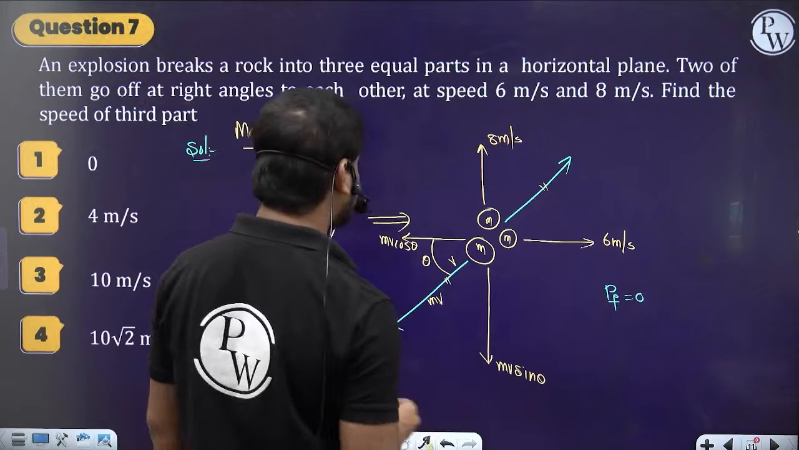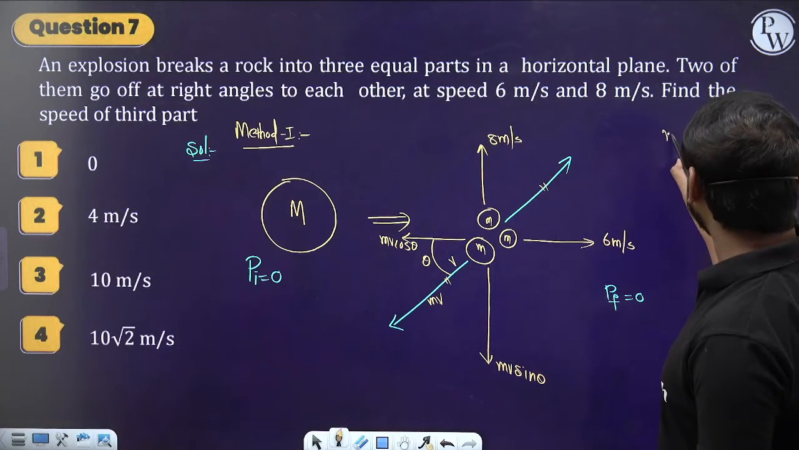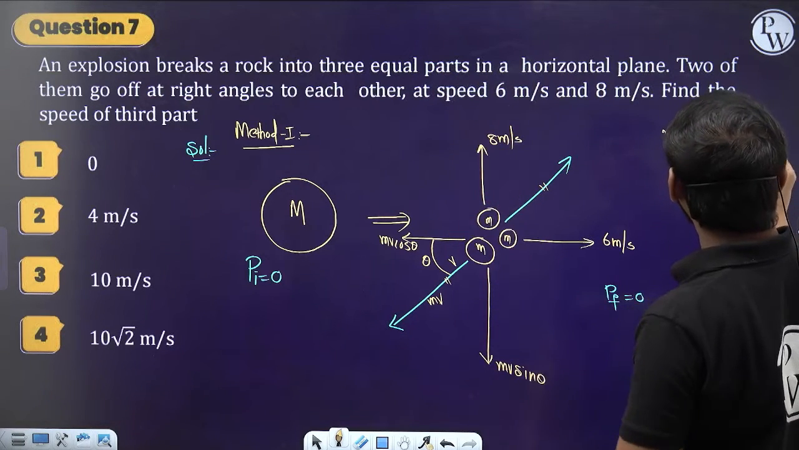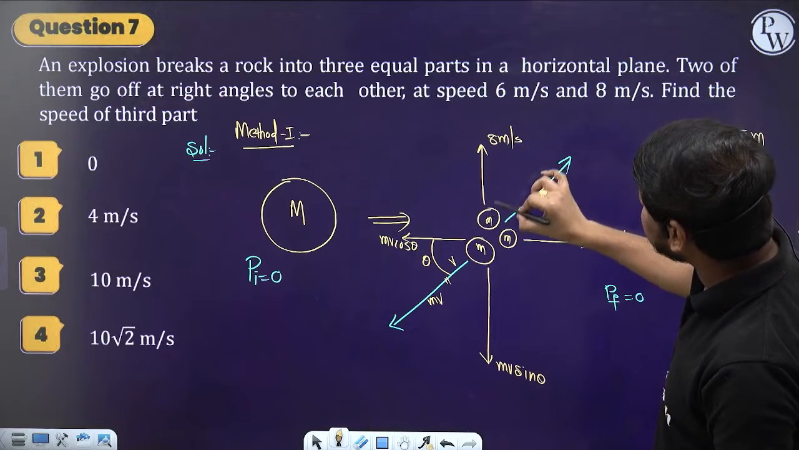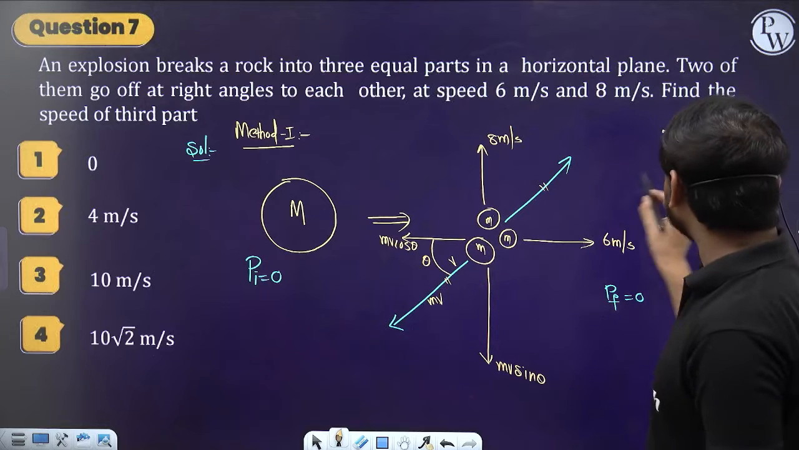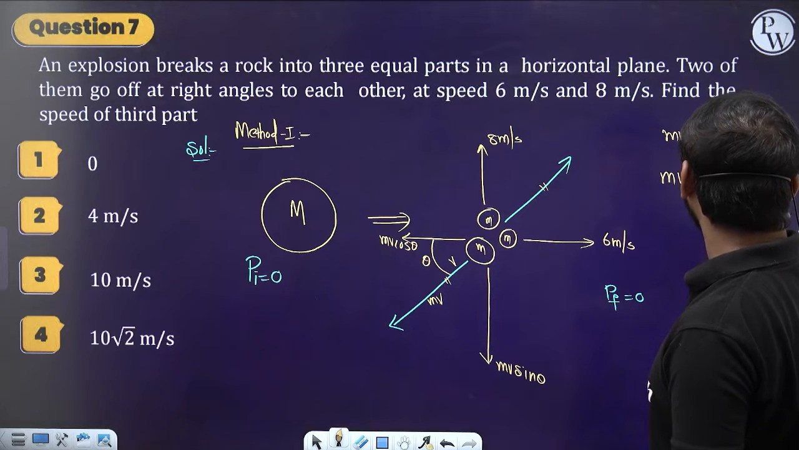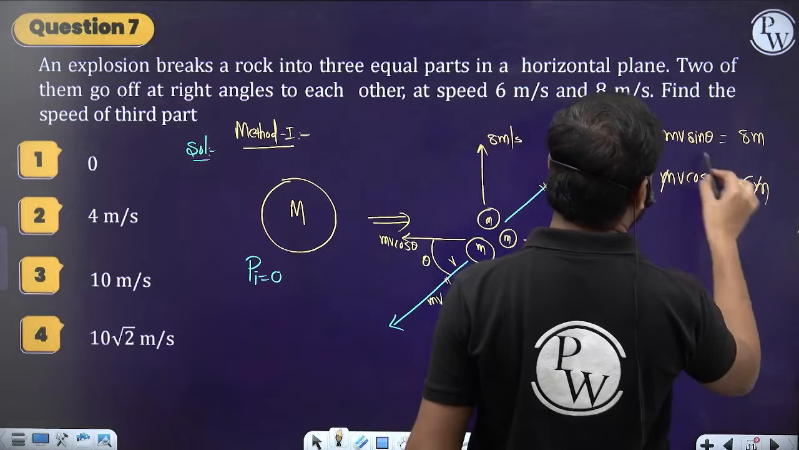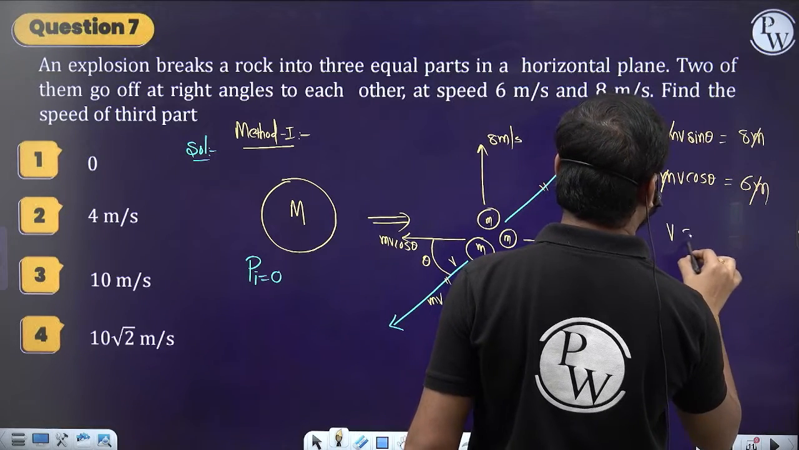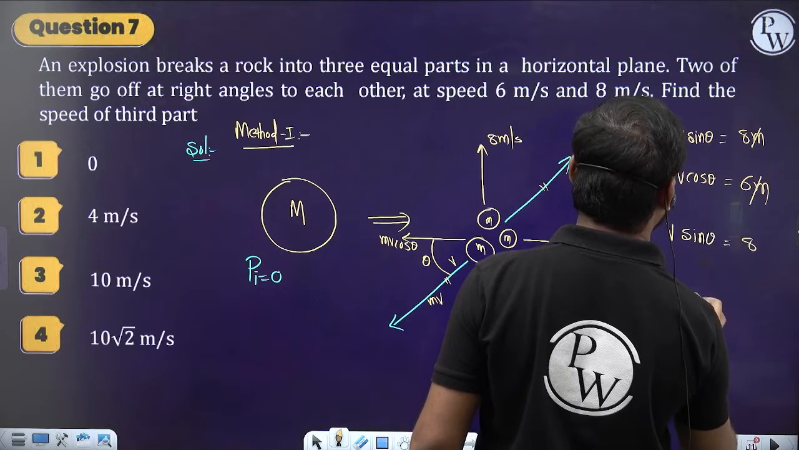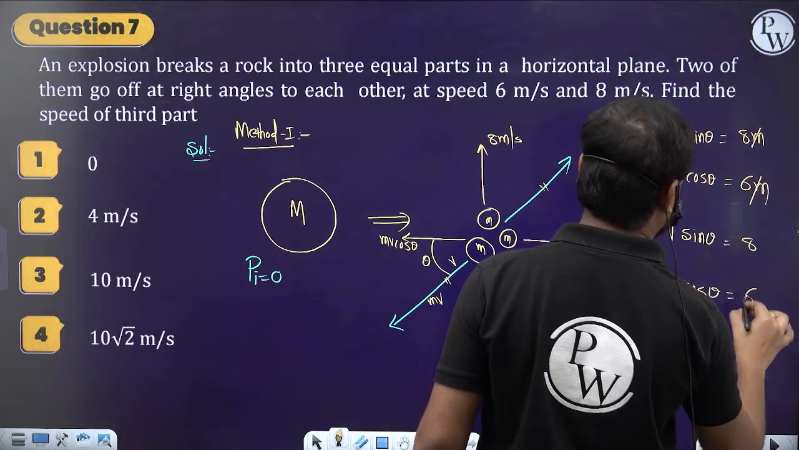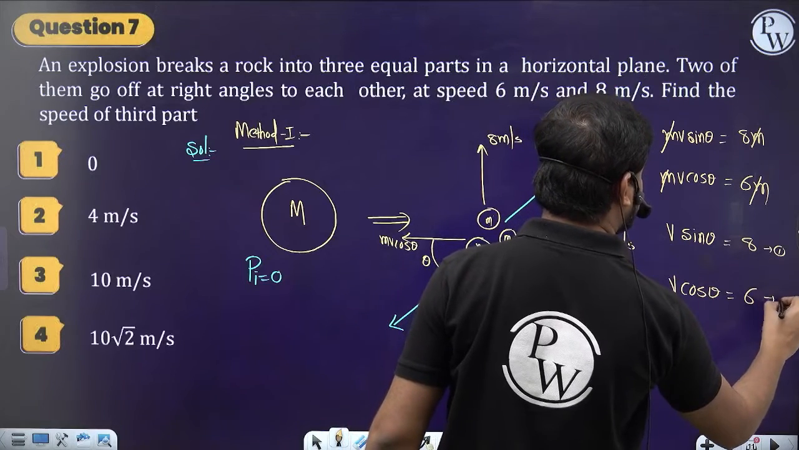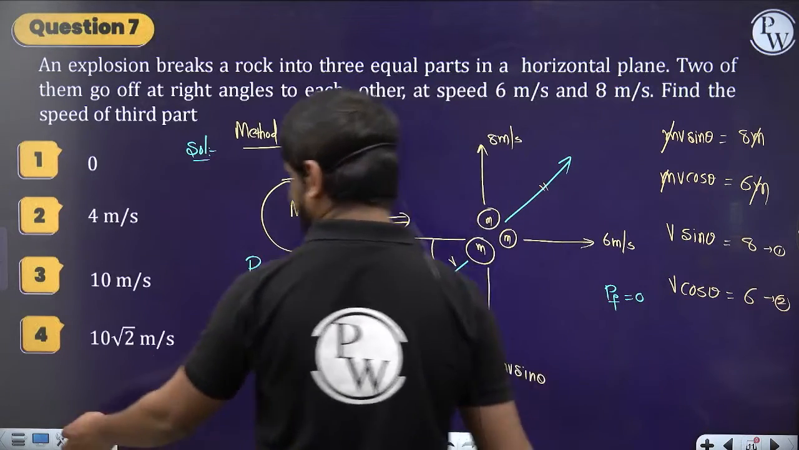Now you can consider horizontal and vertical equilibrium. So mv sin theta is equal to 8m, because its momentum is its mass into velocity, 8m. And mv cos theta is balanced by 6 into m. You can cancel m. So here v sin theta is equal to 8, and v cos theta is equal to 6. Then simply you can find the velocity v. Let it be equation number 1, let it be equation number 2. So let's do one thing: square it on either side. Let me add a new slide.